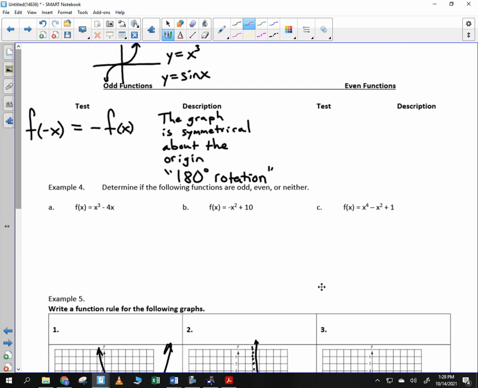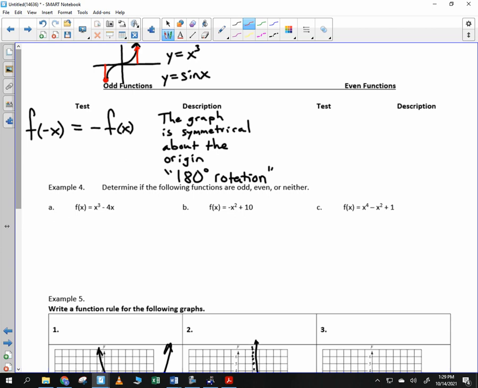Watch. If I plug in a positive value into this cubic, do I get out a positive or a negative? I get out a positive. Everybody agreed? If I would take that same value but plug it in as a negative, would I get out a positive or negative? I get out a negative. So you would get the same value, it would just be negative. And that's what this is saying. If you plug in a negative, you get out the same value, it's just negative. And we'll show you what that looks like here in a little bit.